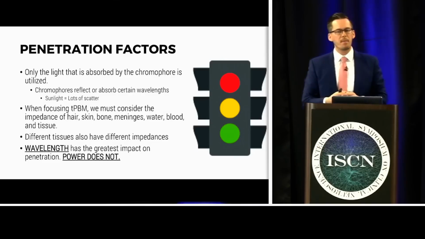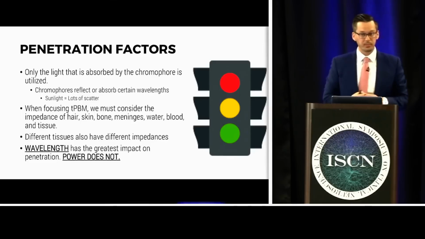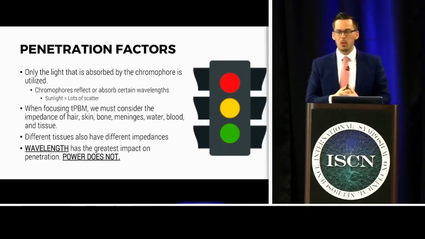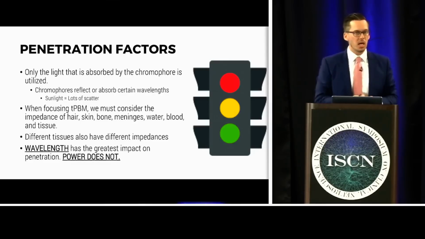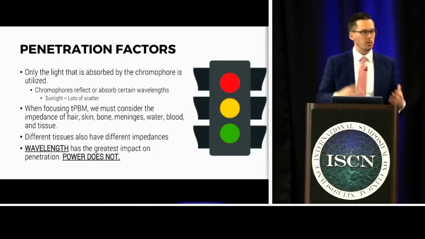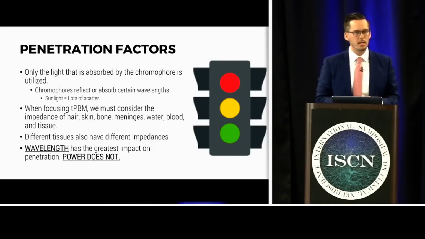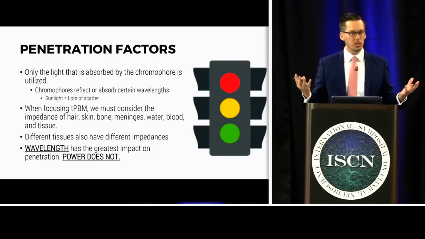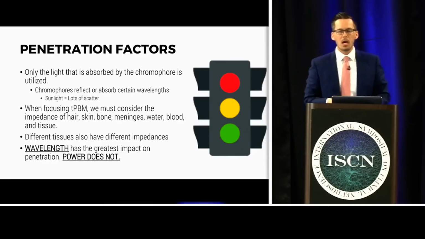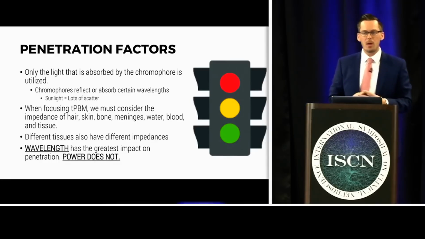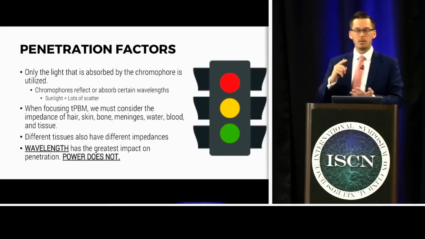When you start looking at penetration, only light that is absorbed by the chromophore is actually utilized. So chromophores reflect or absorb certain wavelengths. A lot of people say, well, why don't I just stand outside in the sun and get tons of infrared, visible, and UV? But when you have tons of light, especially non-coherent light, it scatters and reflects all over the place, and you don't get a concentrated dose of any one wavelength.